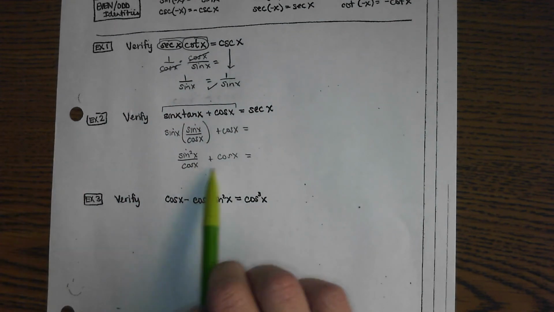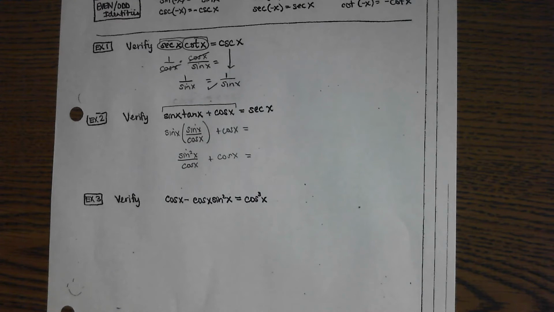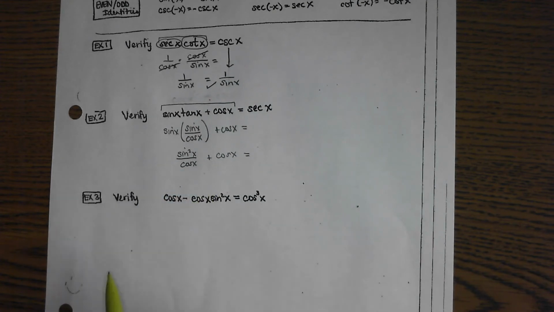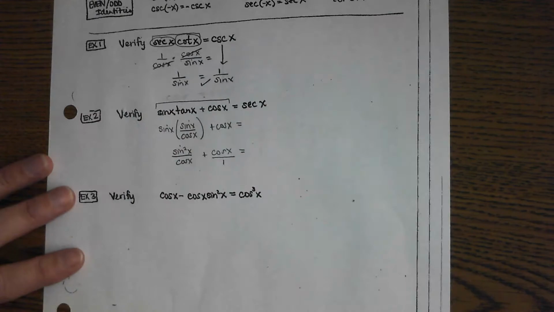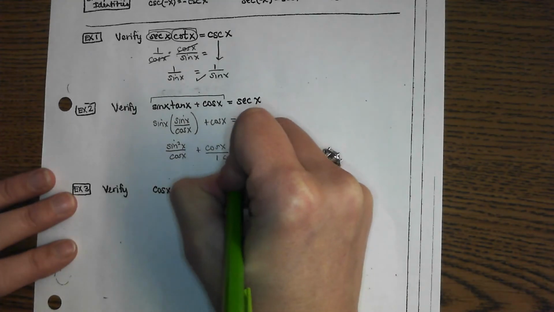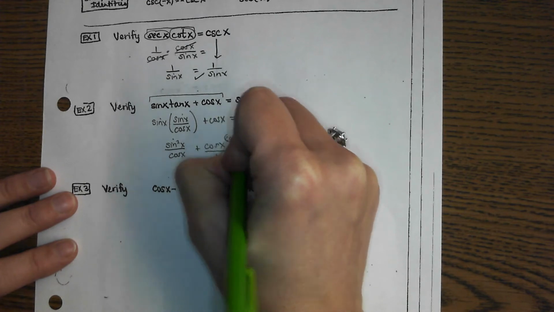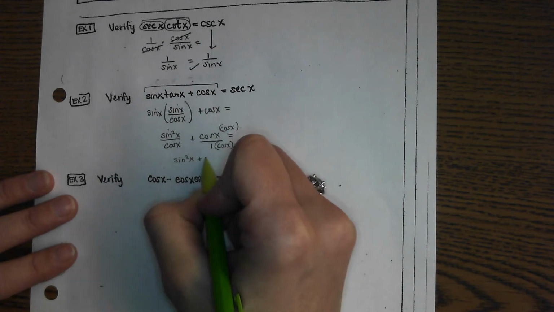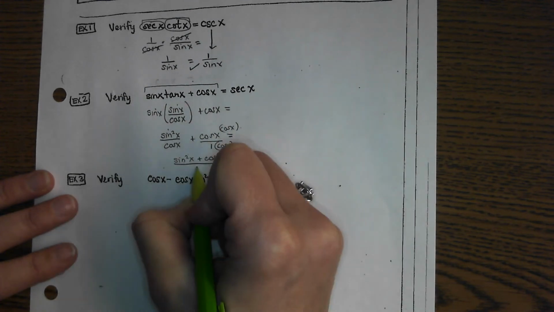If I want to continue simplifying the left-hand side, if I want to actually do the addition, what do I need in order to add these 2 terms? I need a common denominator, right? A fraction with a non-fraction. So I would put this over 1, and this needs a what to be the same as this side? What do I multiply this by? Mitch. Cosine x over cosine x to get a common denominator. So that's going to change it into sine squared x plus cosine squared x all over cosine x.